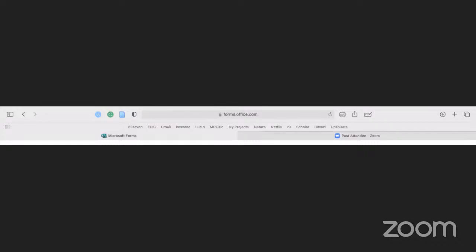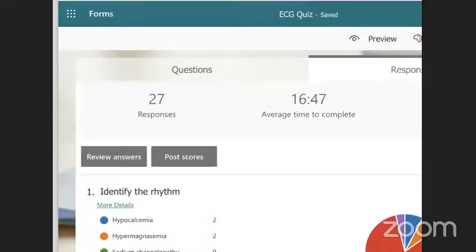Alrighty, is everyone able to see this screen? Not quite. We only see the top of the form. Not even the, yeah, I think expanded or something. Alrighty. Try resharing it. Yep, better.